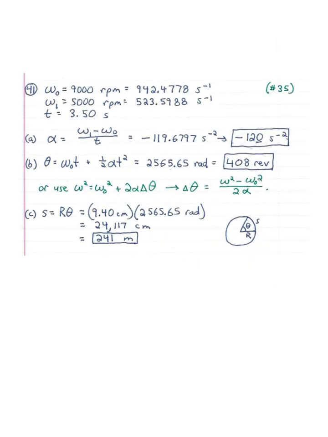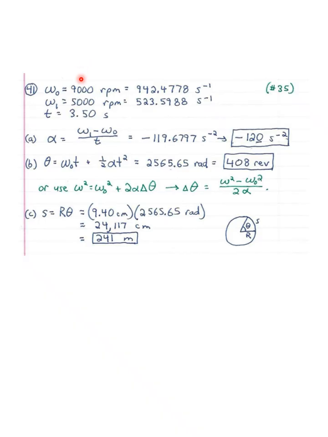Number 41. A centrifuge rotating initially at 9,000 RPM slows to 5,000 RPM with constant angular acceleration over 3.5 seconds. What is its angular acceleration? Through how many revolutions does it turn while decelerating? And through what distance does a point on the edge of the centrifuge at radius of 9.4 centimeters turn during this time?